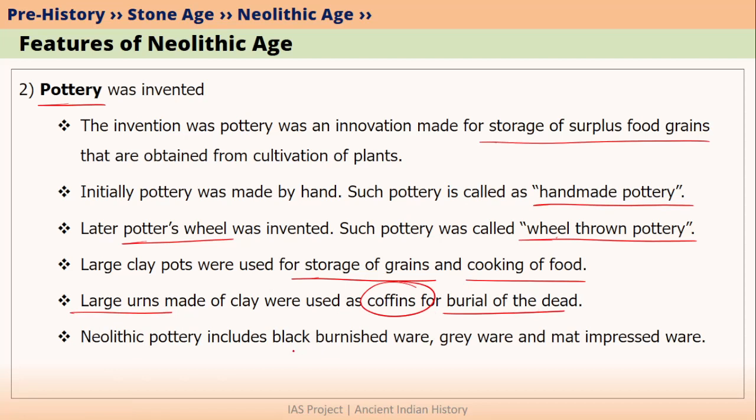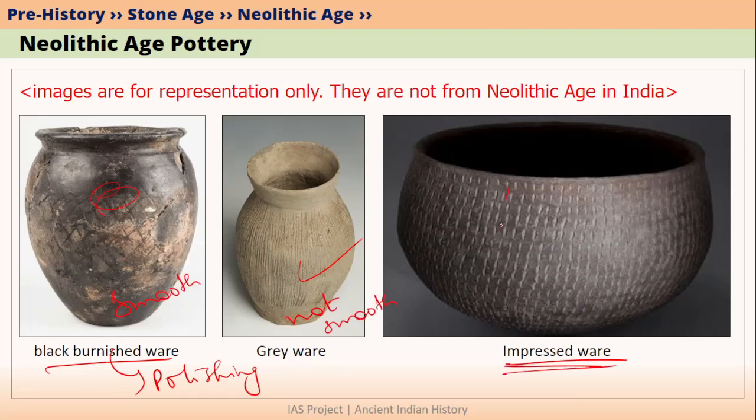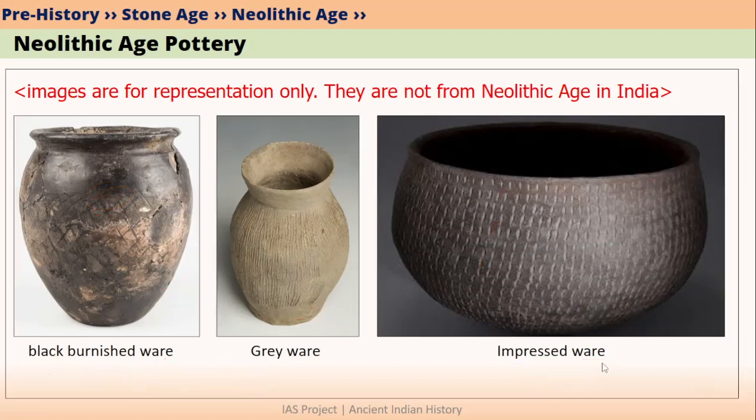Neolithic pottery mainly includes black burnished ware, grey ware and mat impressed ware. This is very important for prelims. So representative images are shown here. This is grey ware, this is black burnished ware and this is impressed ware. Burnishing is basically a type of polishing, okay? So therefore the surface of burnished ware is generally smooth, but grey ware is not smooth. Impressed ware mainly has certain decorations like this. So impression is basically a part of decoration.